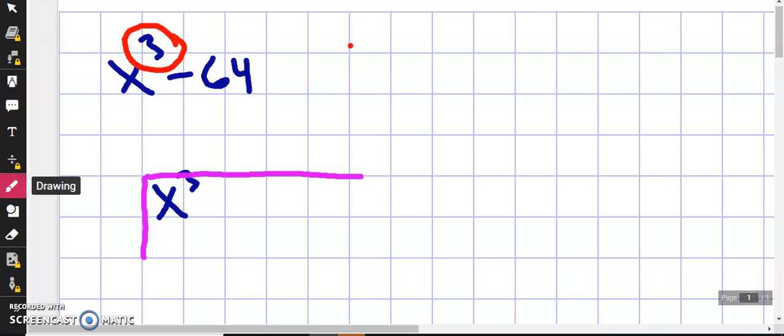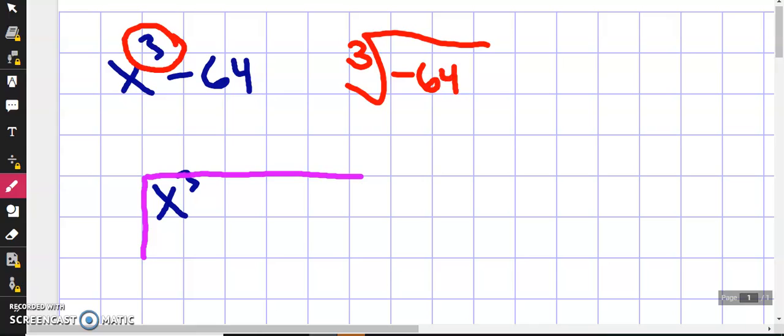So the third root of negative 64, and if you don't know your cube roots, you can definitely do this on a calculator. But the third root of negative 64 is negative 4. So if I'm trying to figure out how to work with this x cubed, the number that I'm going to try to factor out is that negative 4.